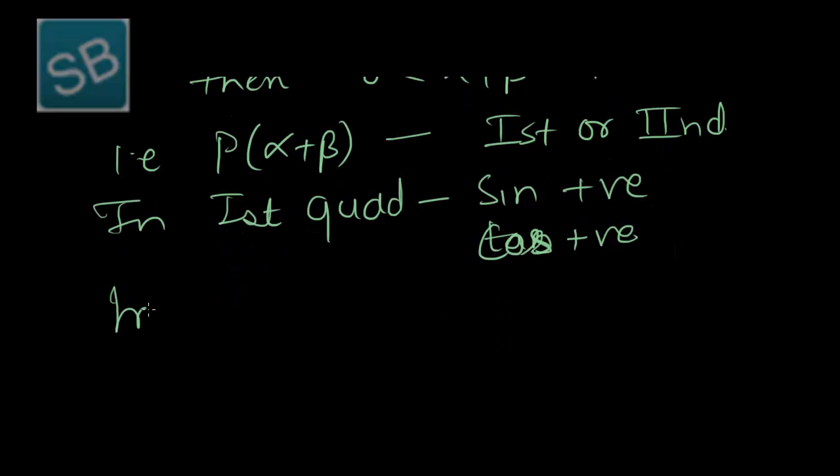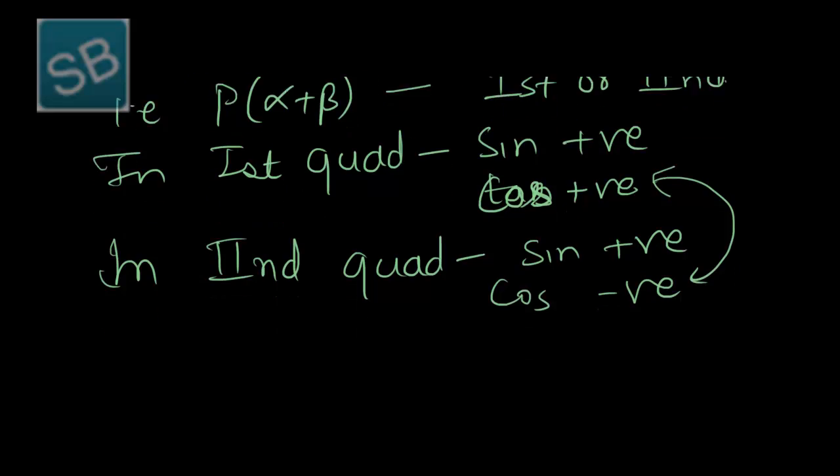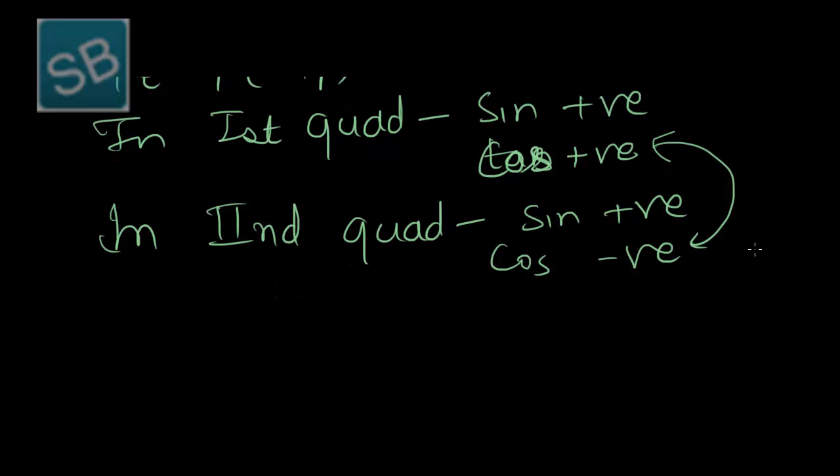And in the second quadrant, sin is positive and cos is negative. So there is a change in sign of cos from the first to the second quadrant. So where alpha plus beta lies will be determined by finding the sign of cos of alpha plus beta.